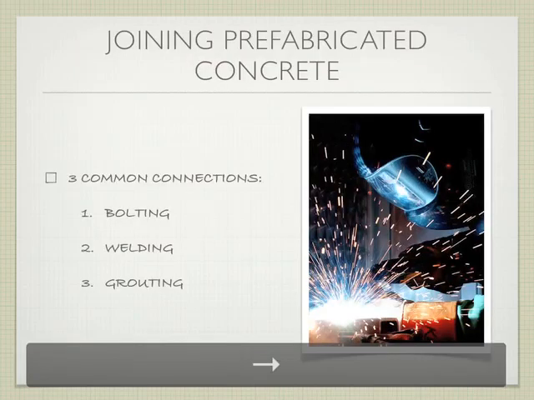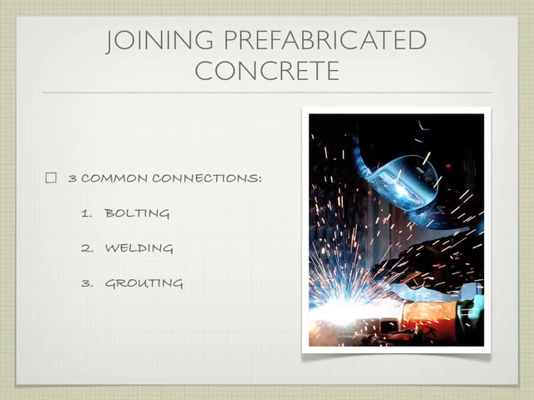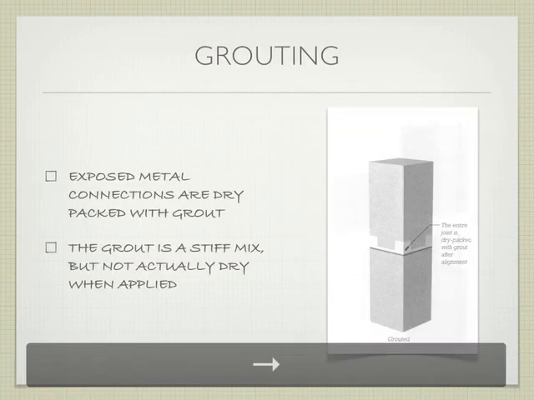We can move on. Okay, so the next logical question about this stuff is, I have these elements. How do I tie them together? How do I make this a uniform piece? Okay, three common connections: bolting, welding, and grouting. And this is primarily for column to column, column to beam.